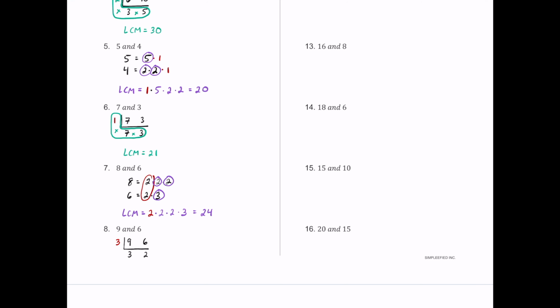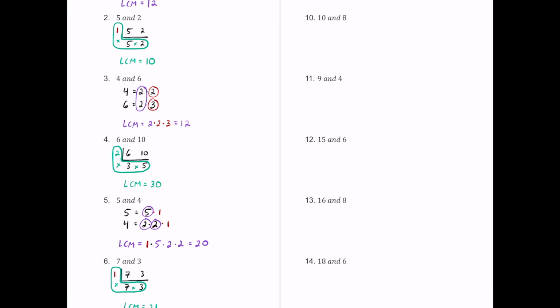I don't think they have anything in common here. So we're going to say, okay, we have 3, 3, and 2. 3 times 3 is 9. 9 times 2 is 18. So we know the LCM here is going to equal 18. First time that 9 and 6 meet.